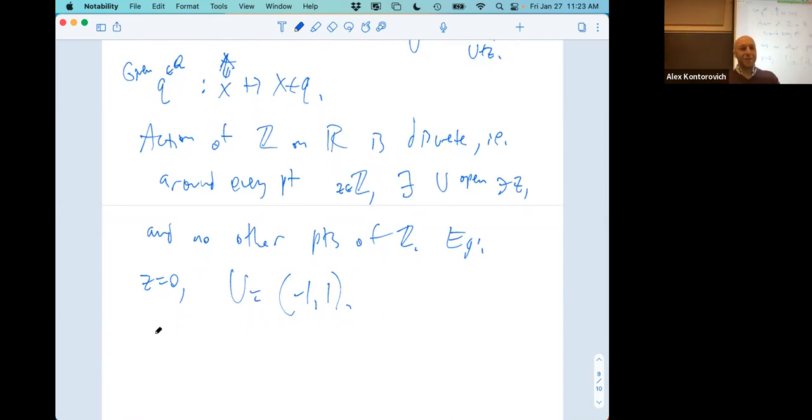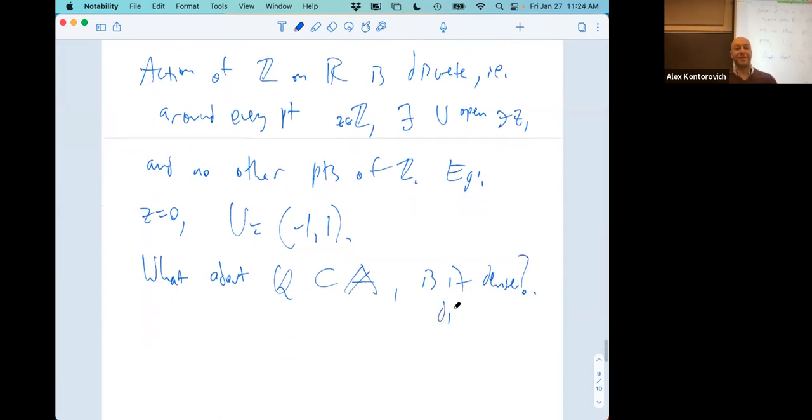Well, here's the thing. Q can't possibly be discrete, right? It's this dense thing filling up all the real numbers. Q is dense in the reals. What about Q inside the adeles? Is it dense, or discrete? Something in between?